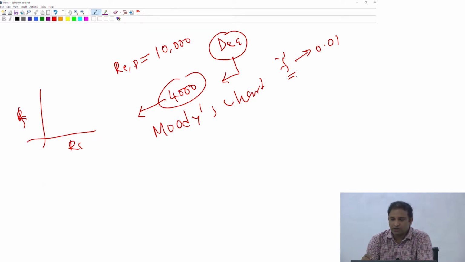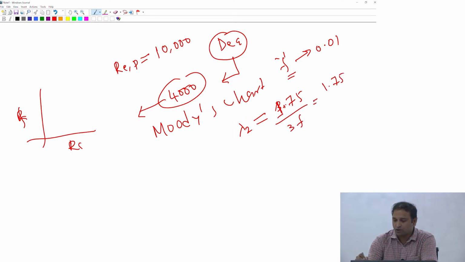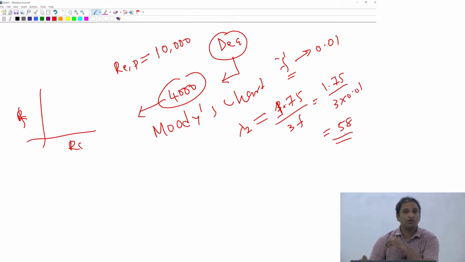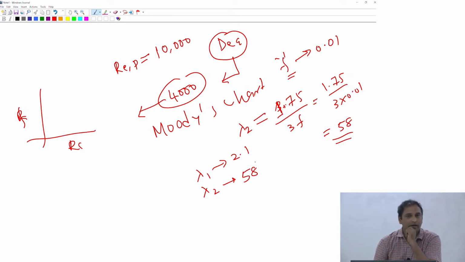So the point is, now if I can go back to f, I can say that your lambda 2, which is the tortuosity factor, is actually 3 times 1.75, that's the factor that I've got from experiments, divided by 3 times f. So if you do it, 3 times 0.01, this comes to be 58. Much too larger, right? We calculated this lambda 1 to be 2.1 for the laminar flow conditions. Lambda 2, which is the tortuosity factor for the turbulent flow conditions, is about 58, right?